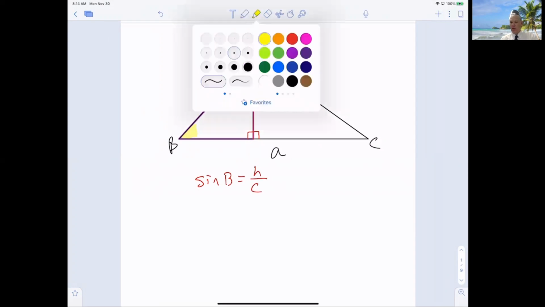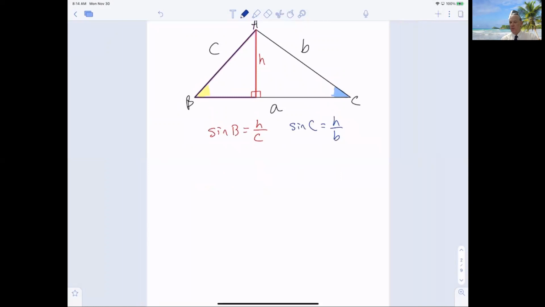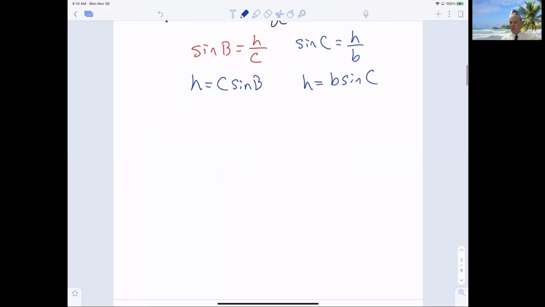Then we're going to go from C's perspective, and we're going to relate the height. So from C's perspective, the sine of C is equal to what? H over B. See how simple that is? Now, keep in mind that the height has not changed, H is the same variable. So over here, I can say H is equal to C sine B. And over here, I can say that H is equal to B sine C. Does everybody agree with that? Therefore, we know that C sine B must equal B sine C. Does everybody agree with that?